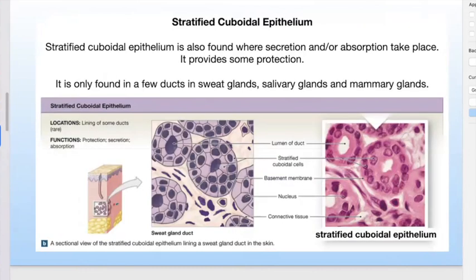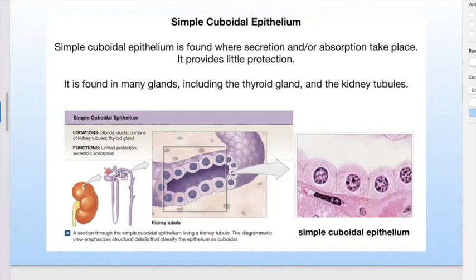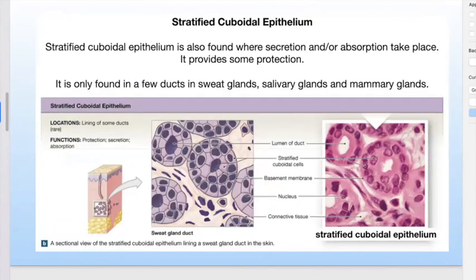Stratified cuboidal epithelium is also found where secretion and/or absorption take place. It provides some protection. It's only found in a few ducts in sweat glands, salivary glands, and mammary glands. So I would say that the cuboidal epithelia are, of course, important. It's all important, but they're somewhat clinically less common and important than the squamous epithelia that we learned.